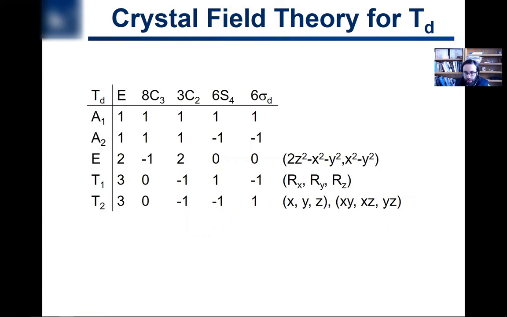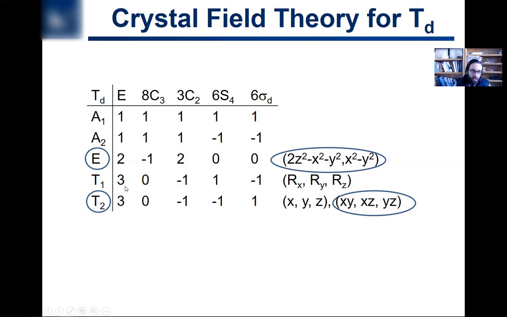So how are they going to split? Well, we're going to look up the Td character table, and we see where the 5 d orbital functions lie. Turns out the z squared function and the x squared minus y squared, so the dz squared and the dx squared minus y squared orbitals, both transform together as E. And the dxy, dxz, and dyz orbitals are going to transform as T2. So this is very similar to what we saw for the octahedral case.